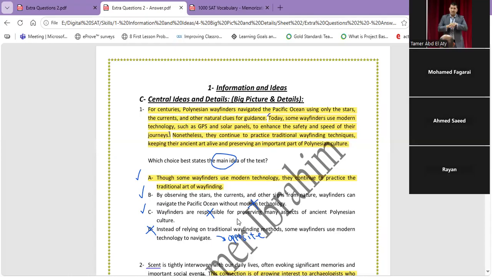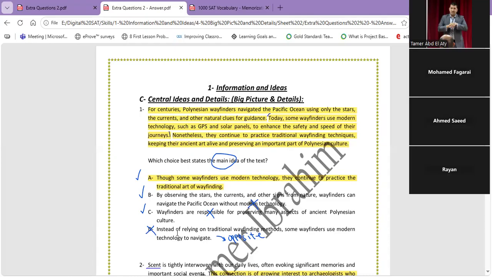Wayfinders are responsible for preserving many aspects of ancient Polynesian culture. Yes, also this was mentioned in the first and last. Instead of relying on traditional wayfinding methods, some wayfinders use modern technology to navigate. He doesn't mention modern technology. And at the end, he mentioned that they continue to practice traditional wayfinding techniques. So this is completely wrong. So now, Dr. Tamer, you have A, B, C, and one of them can be the answer. What you're going to do now is read the whole text. Then return to choose one of A, B, C. Don't return back to D.